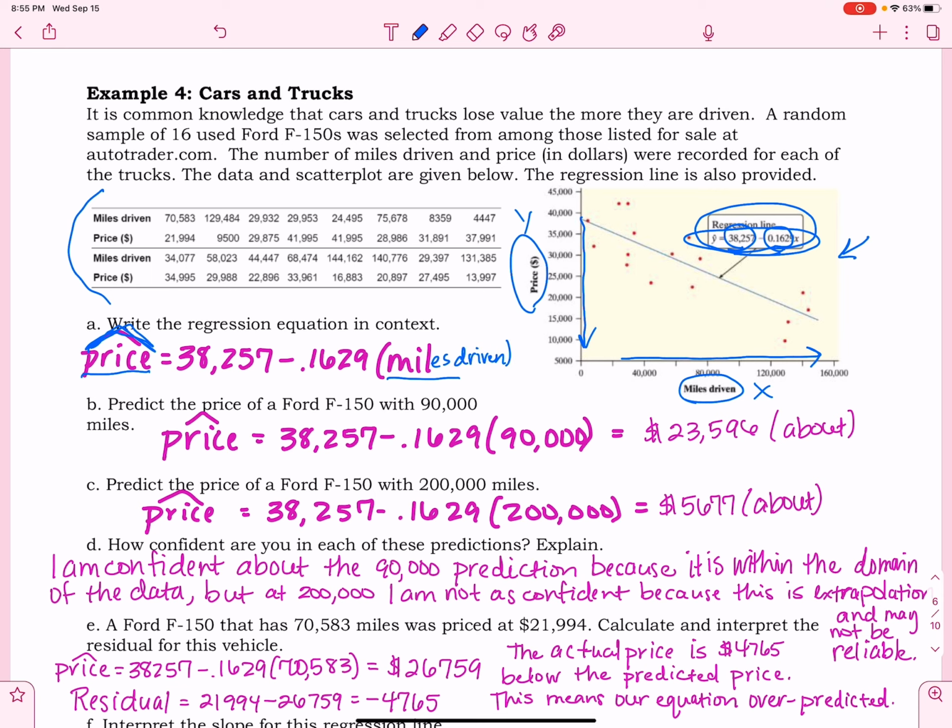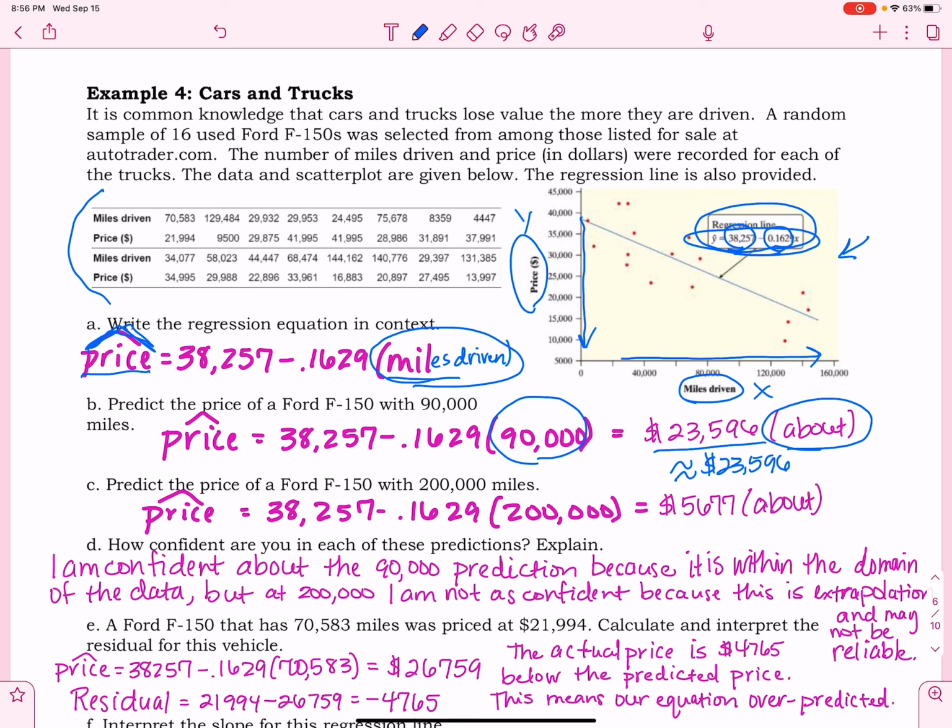All right. So now we're being asked to predict the price of a Ford F-150 with 90,000 miles. So I'm going to use my regression equation, and I am going to replace miles driven with how many miles are driven, 90,000. Put that in my calculator. This is what I get. Remember that a prediction equation is not for sure, okay? It is not the end-all be-all of your answers. You can also write your answer this way. This shows that you mean it is approximately 23,596. Always a good idea because this is not perfect.